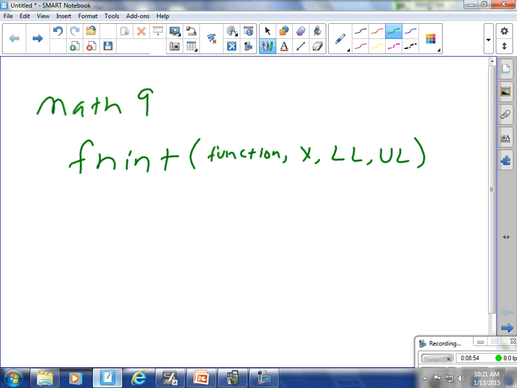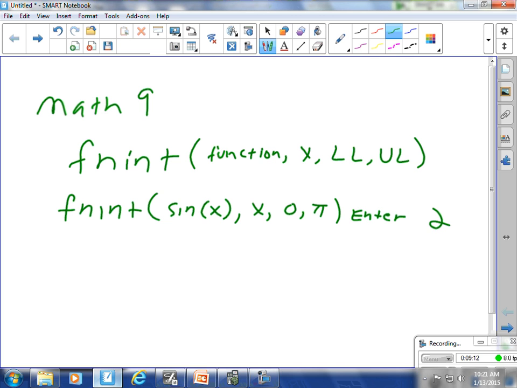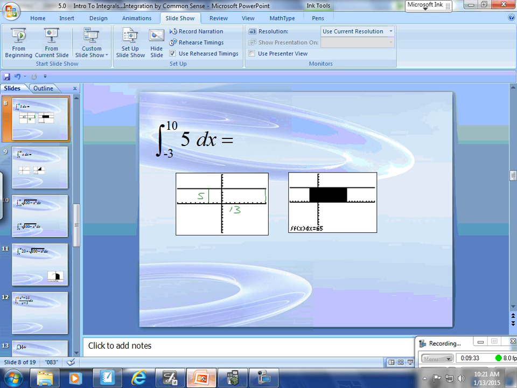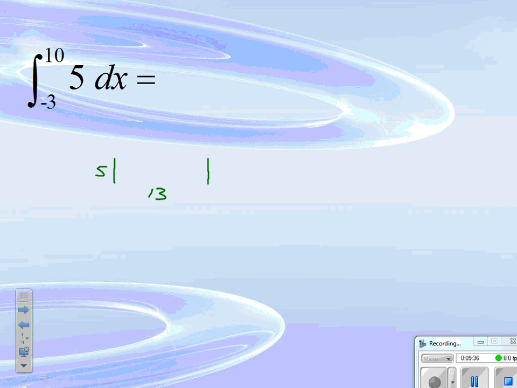So for the problem I just did, it would be F-N-I-N-T. I would tell it I'm integrating sine of x, comma, x is the variable, comma, from 0, comma, to pi, close the parentheses, hit enter, and it'll show me a 2. Now, if you have your function entered as y1, then you can put y1 here instead. So you can do definite integrals on your calculator either at the graph using second calculate choice number 7 or at the home screen using Math 9. All right, so that's how you're going to check your work today. Let's take a look at a few more problems.